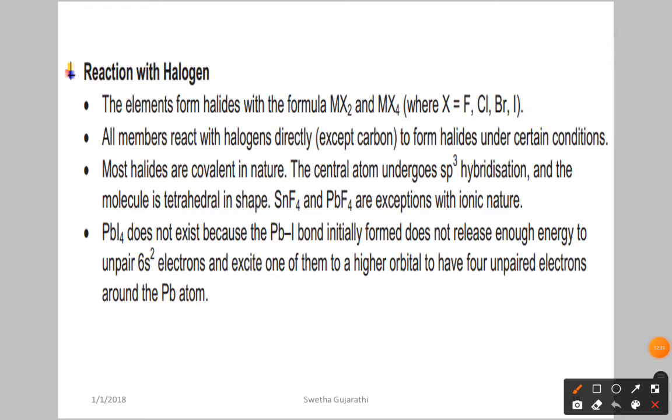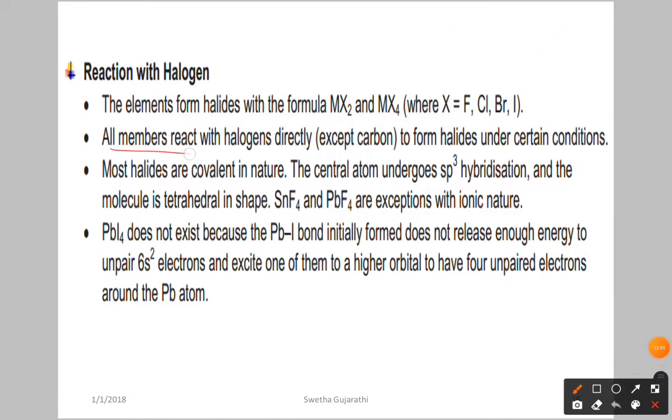Next, the reaction with the halogens. When reacting with halogens, they form two types of halides, that is MX2 and MX4. Already we discussed, for example, SnCl2 and SnCl4. And carbon tetrachloride, you know very well. Okay, these are the halides, as you know very well.